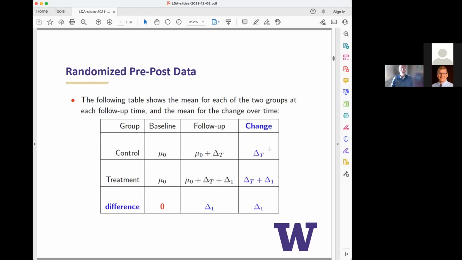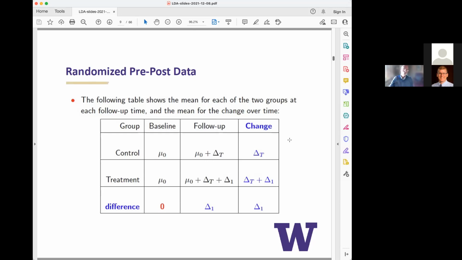If we'd actually calculated for each subject a change and then constructed the average of that change, we'd also see the same thing. Mean change in the control group is delta t, and mean change in the treatment group is that plus whatever extra we'd like to attribute to treatment.